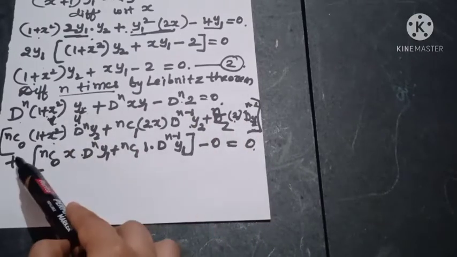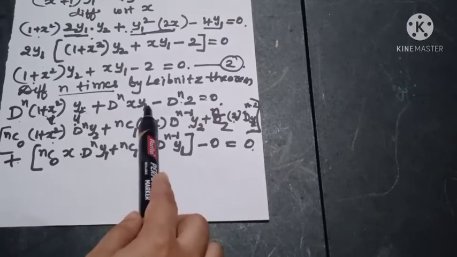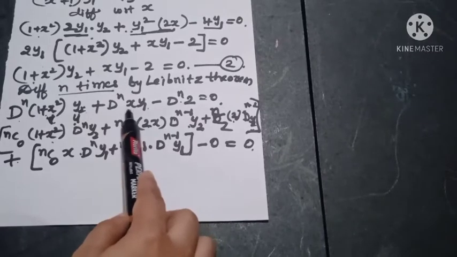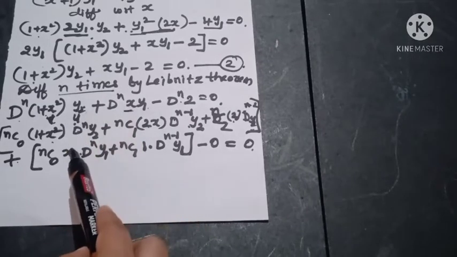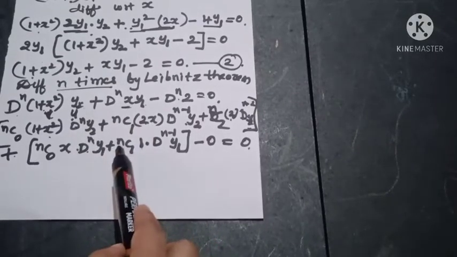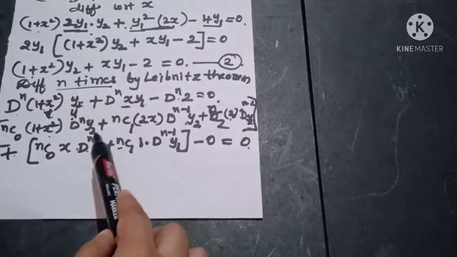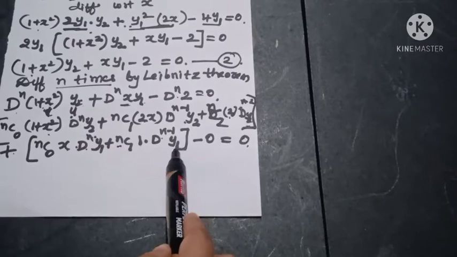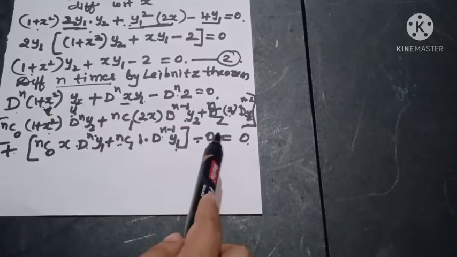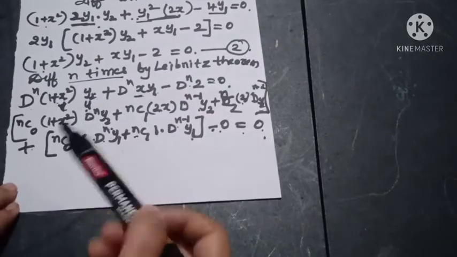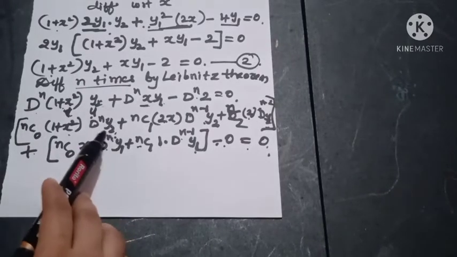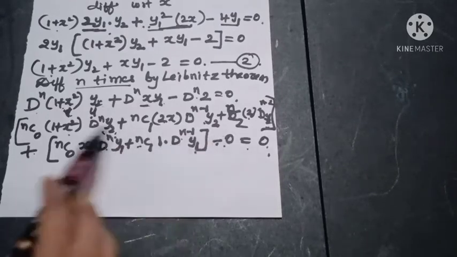So plus is here. Differentiation of xy1 n times is, again by Leibniz, nC0, take the term which vanishes soon to 0 after differentiating as x, differentiation dn y1. Next is nC1, differentiation of x is 1, dn minus 1 y1. Next minus the differentiation n times of a constant is 0, which is equal to 0. So after expanding, we will substitute the value of nC0, nC1 and then do some simplification.